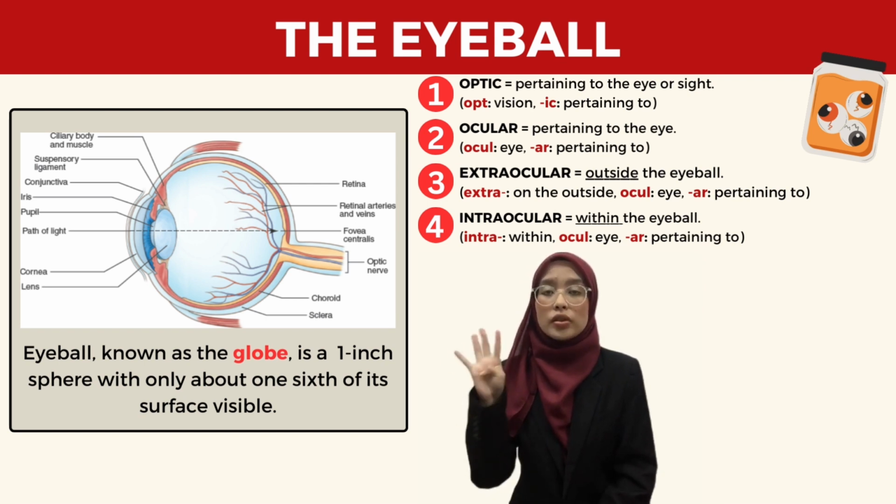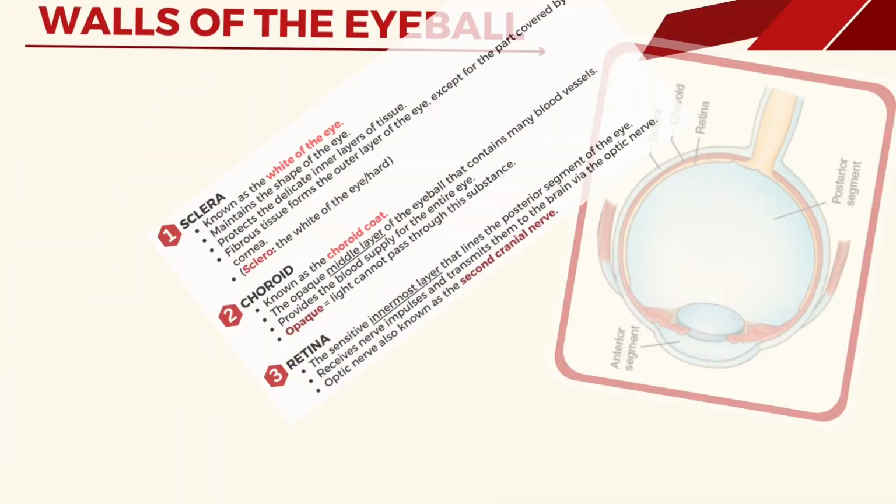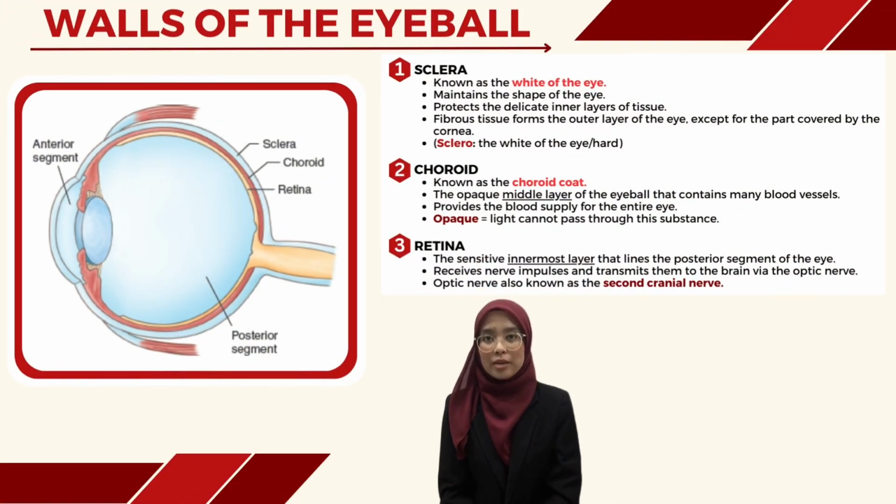There are 4 terms of the eyeball. Firstly, optic is pertaining to the eye or sight. Secondly, ocular is pertaining to the eye. Thirdly, extraocular means outside the eyeball. Lastly, intraocular is within the eyeball. Then we look into the walls of the eyeball.